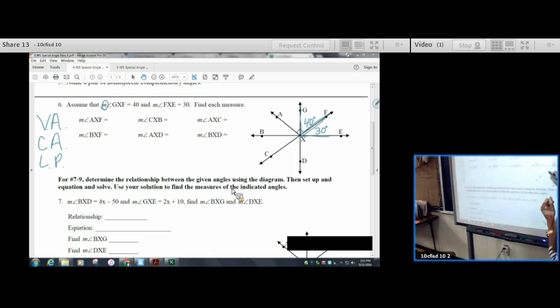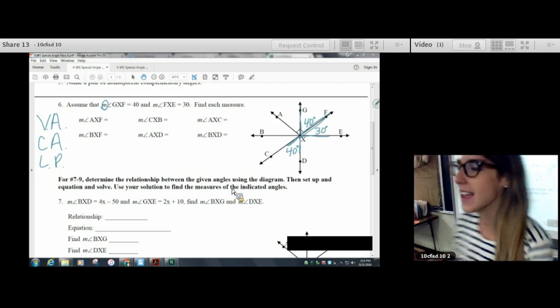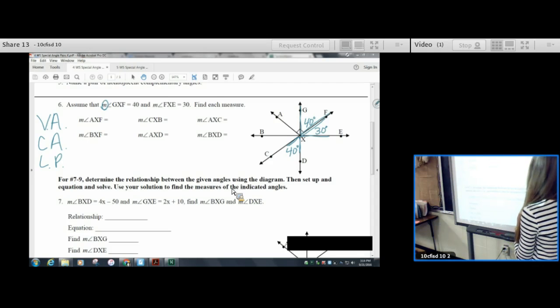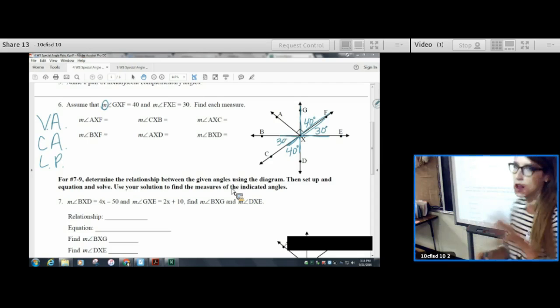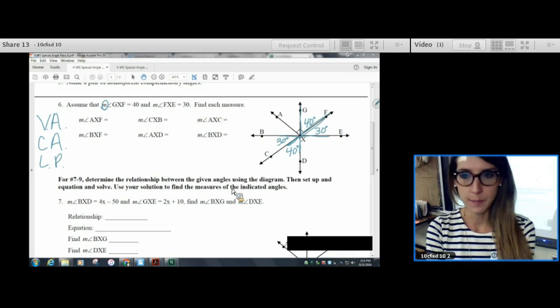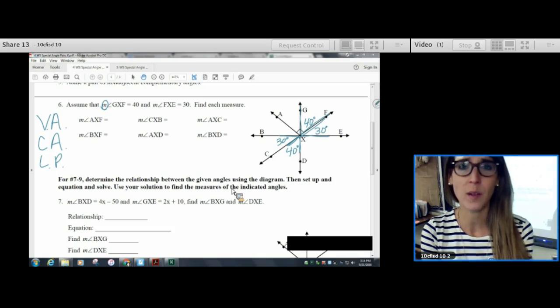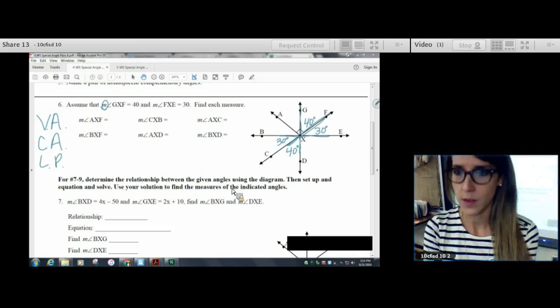Take a look at that 40, and I can find the angle that is vertical, that is opposite, and I can label it 40. I can find the angle that's opposite 30, and I can label it 30. So I'm using the theorems we learned in class. If two angles are vertical angles, then they are congruent.